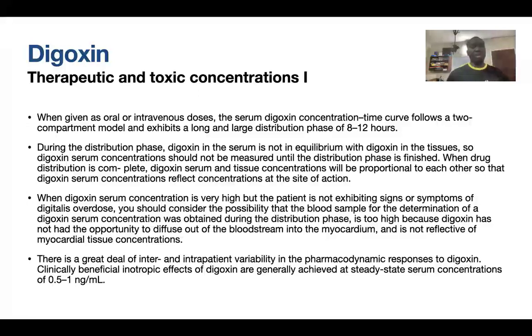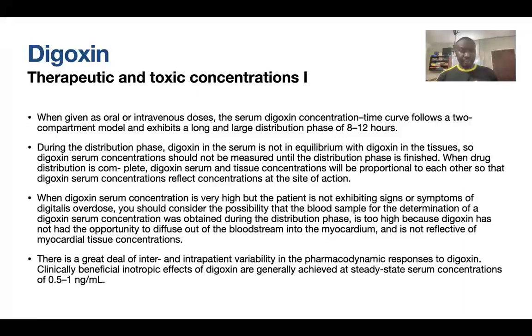Now, during the distribution phase, digoxin in the serum is not in equilibrium with digoxin in tissue. We already know that. So digoxin serum concentration should not be measured. In fact, if you take your measurement, you have high concentration of digoxin within the central compartment, and at that point, you will not be able to have clinical effects of the drug. So if you as a clinician or pharmacist are monitoring your patient and you see this incongruence, it's likely you sampled earlier than you should have.